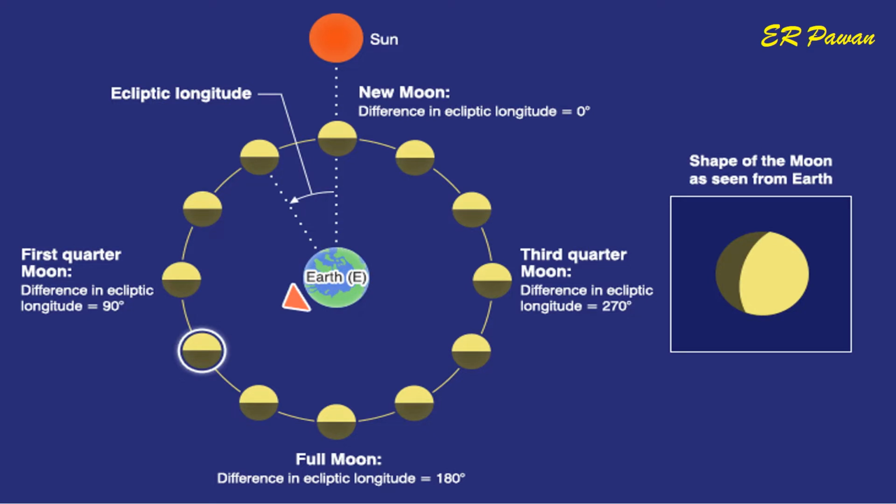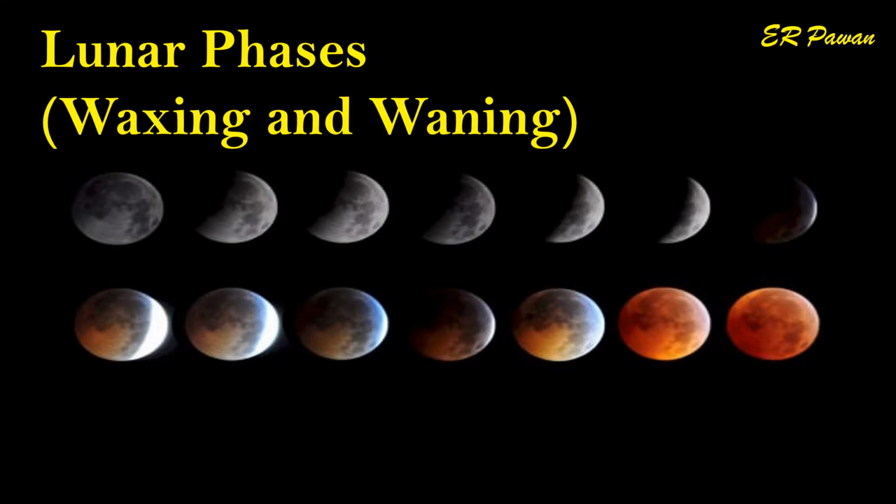The waxing first quarter moon seen in the western sky on the day of commencing observation would change to appear as a full moon in the southern sky 8 days later, and eventually as a waning third quarter moon on the opposite side, in the eastern sky, a difference of 180 degrees, 15 days after commencing observation. Lunar phases, waxing and waning.